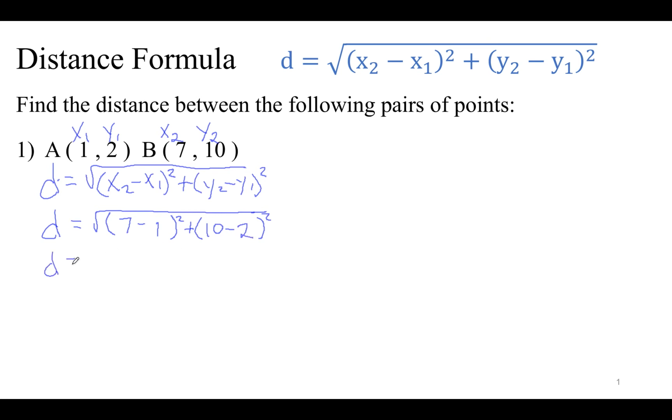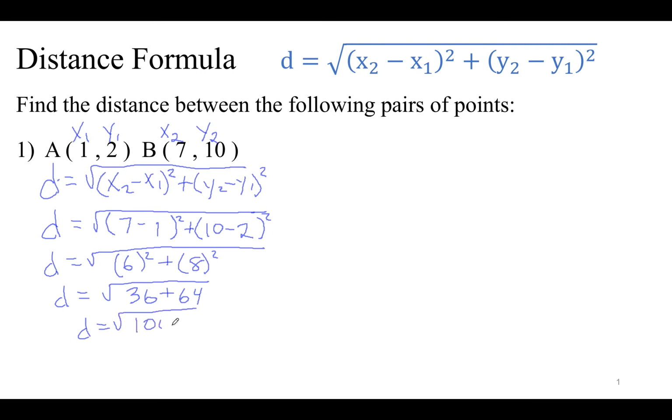Next step, work my way inside to out. 7 minus 1 is 6 squared plus 10 minus 2, which is 8 squared. Now I'm going to square 6, 36, plus 8 squared is 64. Add them together. 36 plus 64 is 100. Square root of 100, we know 100 is a perfect square. So the square root of 100 is going to be 10.